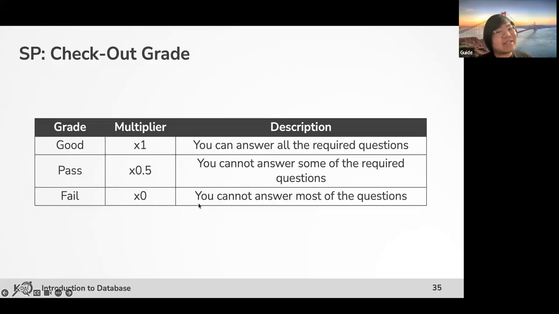If you really cannot answer any questions, unfortunately, we need to give you fail. But even though we give you fail, we allow you to do a recheck out, or we're going to give you a task to record a video to answer the questions that you missed in the checkout. We will be the ones who ask you to do either of these. If you do it and we are satisfied with your answers, you can get back to pass, but you will not be able to get the good grade.